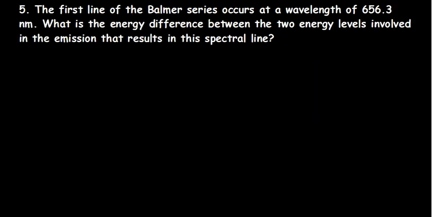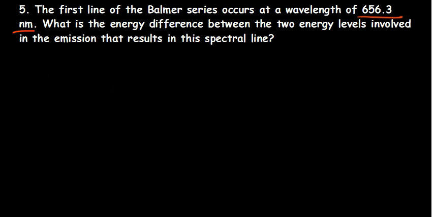Question 5. The first line of a Balmer series occurs at the wavelength of 656.3 nanometers. What is the energy difference between the two energy levels involved in the emission that results in the spectral line? So we're given the wavelength. There are two ways of answering this question since we're trying to determine the energy. One way would be using this formula. Since we've got the wavelength, this formula is going to work. Just convert the wavelength to meters, but I want to introduce you to a new formula.